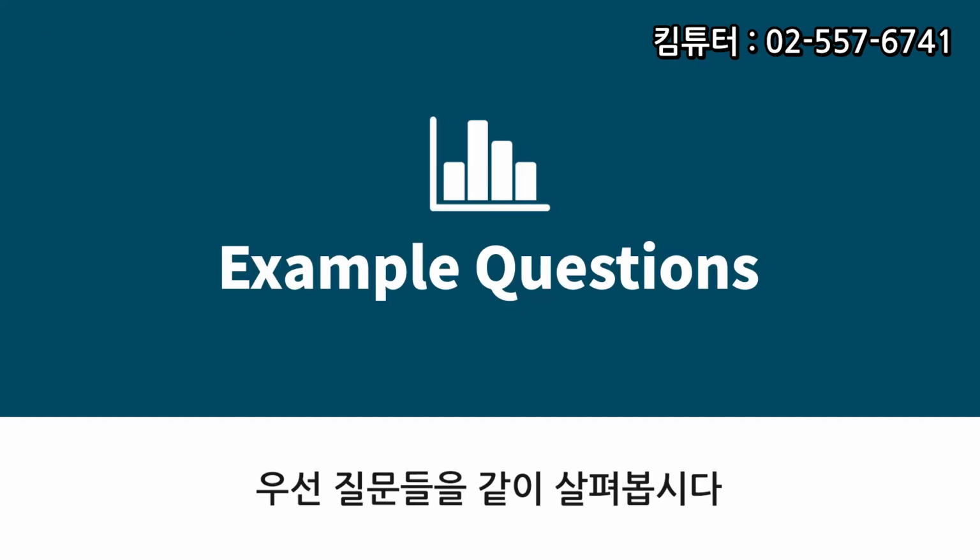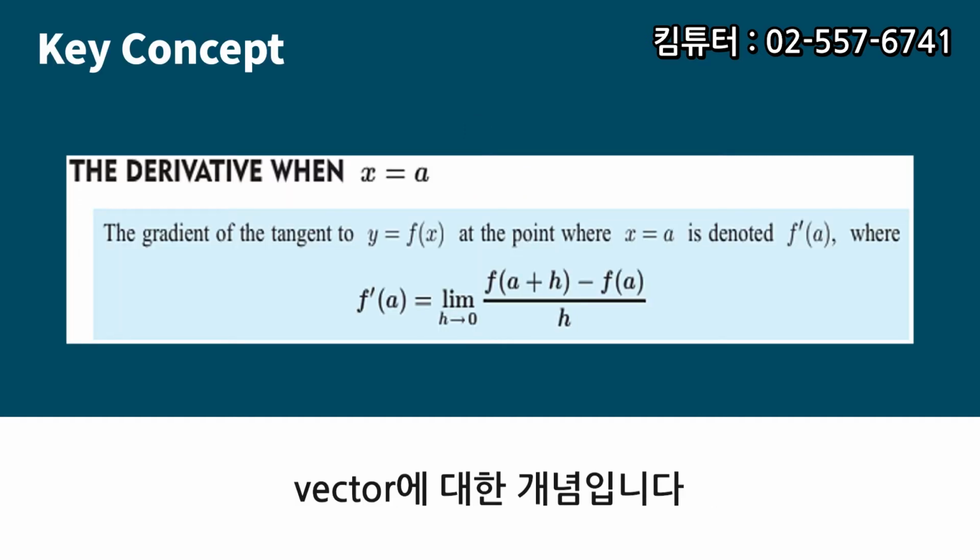So first, let's take a look at some example questions. The first key concept is the derivative when x equals a. The gradient of the tangent to y equals f(x) at a point where x equals a is denoted by f prime a, where the equation can be expressed as such.